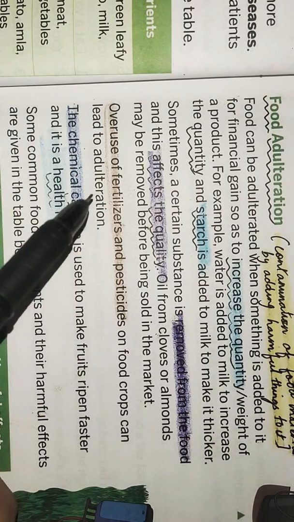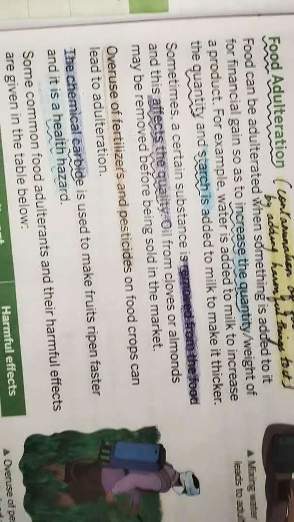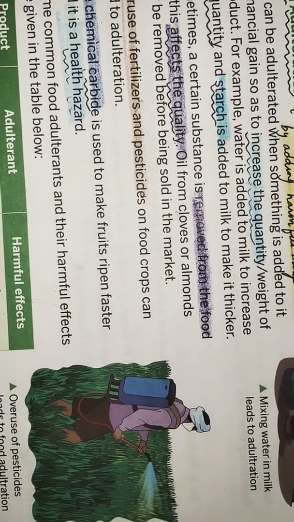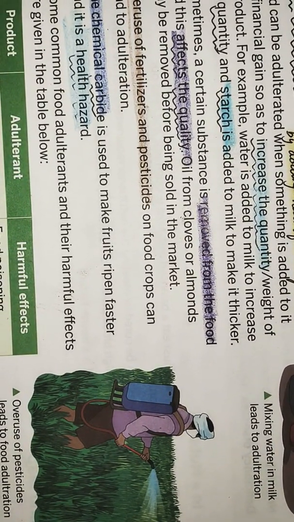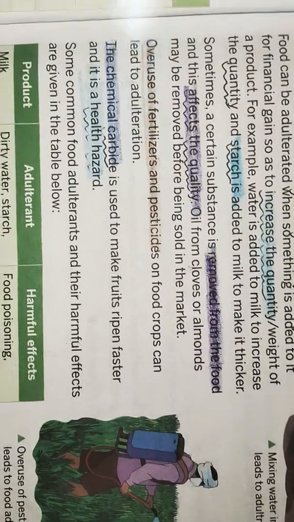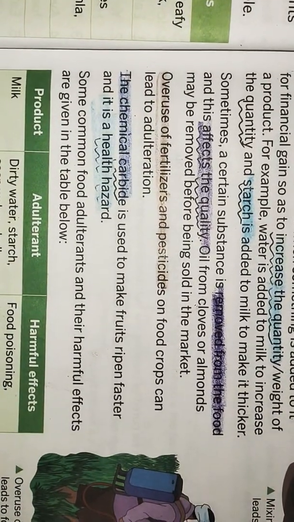So what will happen if you use too much fertilizer? Once the fertilizer is spread on the plants, it's very difficult to remove it. So even after cooking or boiling, some fragments of fertilizer remain in the food crops, and that can be very harmful to our health also.